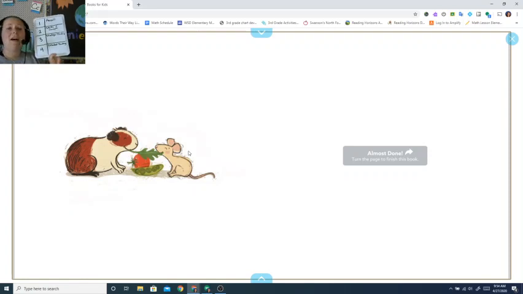So if I was to think and say what I think Cheddar is feeling at the end of the story, he's feeling very happy, where before he was feeling sad, right? He's got a new friend, he's got food, he's safe in the cage, right? So that's what I would say.